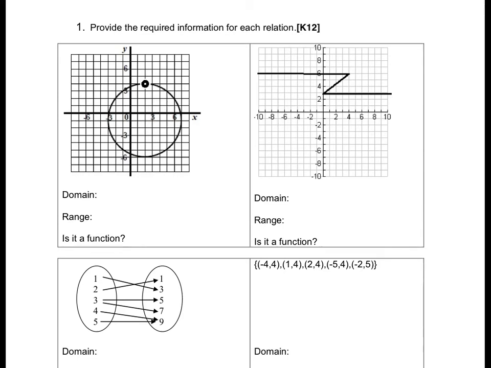This is a solution to the mini test 1.1 to 1.4. The first question was, we have to find the domain and range and decide if each one of these graphs represents a function. The first one is a circle. You can see that x can be any number from about -3 to 6 to 7.